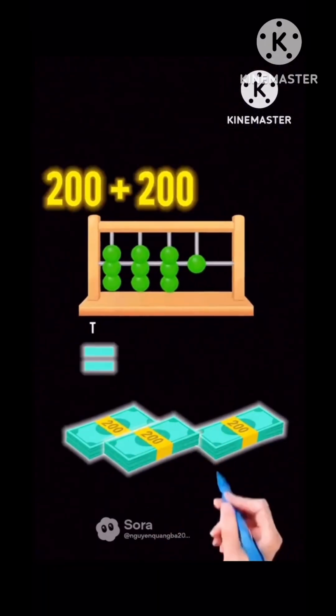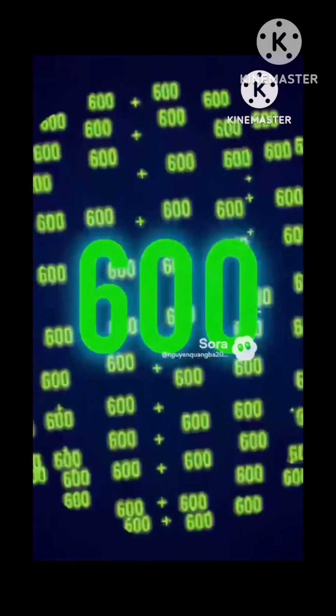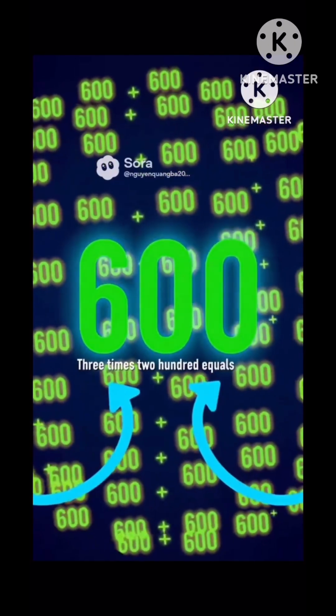Here's a fun way to see what 3 times 200 really means. Think of it as 3 stacks of 200 each. Slide them together, 200 plus 200 plus 200, and watch them add up to 600.